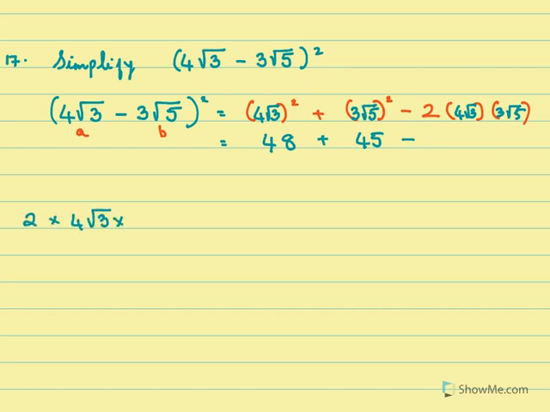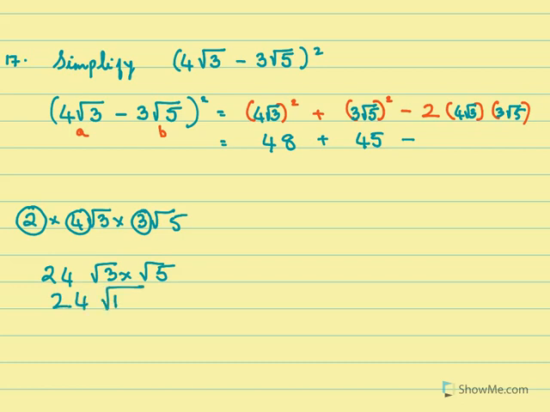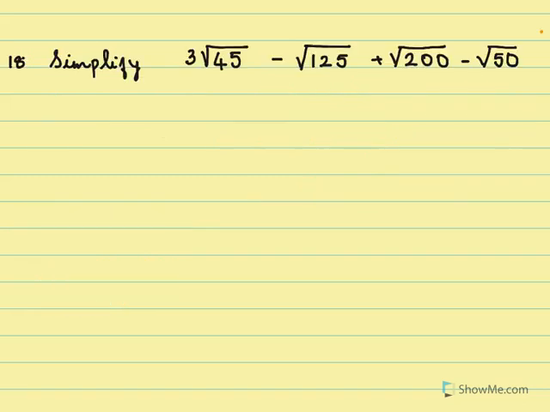Now for this one you have 2 into 4 under root 3 into 3 under root 5. How would you do that? First multiply 2, 4 and 3, and that would be 24. Then you have root 3 into root 5 here. So 24 root 15. When you add up, you'll get 93 minus 24 root 15. This was a minus b the whole square, which was a square plus b square minus 2ab.